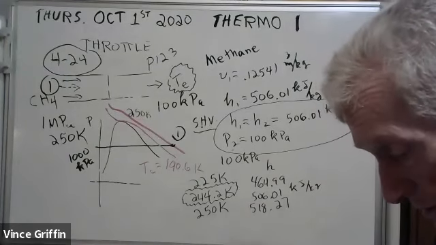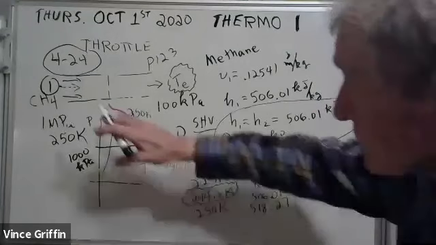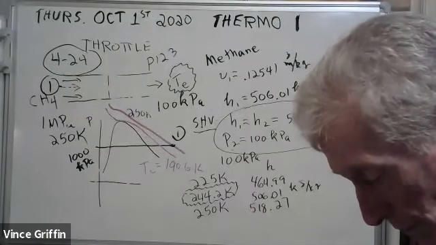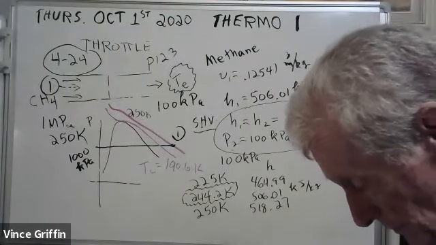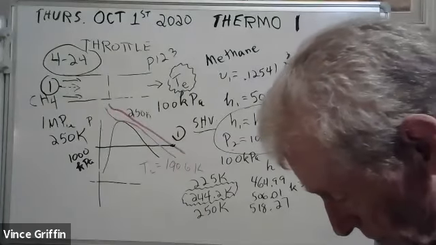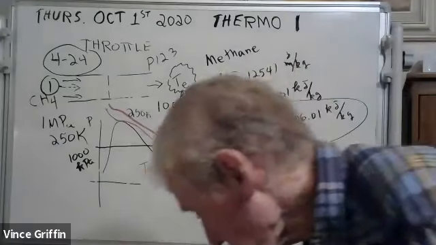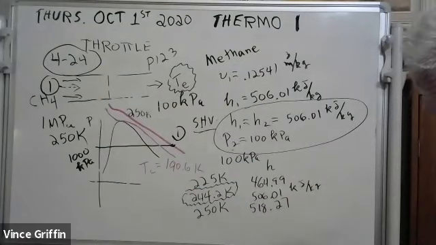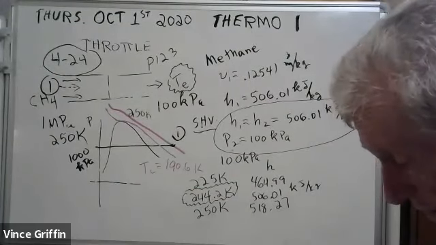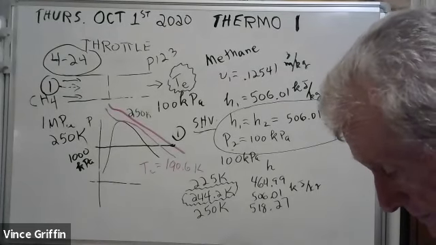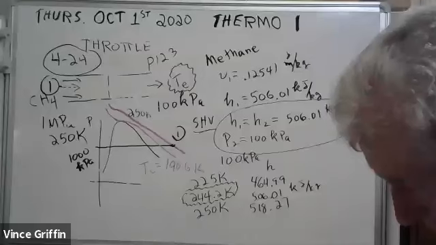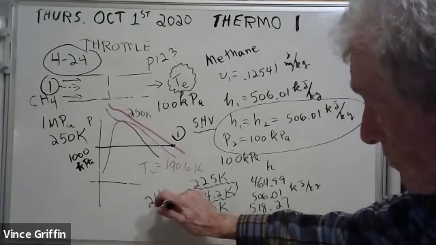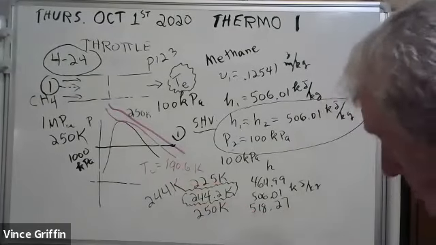Let me read this problem. We just did 424. It's a throttle. What's the exit temperature? Well, that's what we got. Now let's look. I got an answer book here. We'll see what it says. I got an answer book, and this is 424. And it says 244. The answer book says 244 K, and that's exactly what we got.